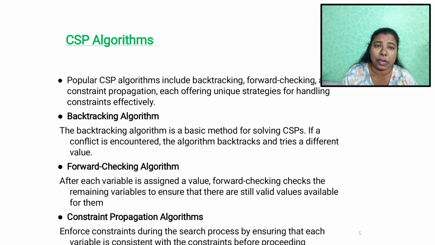Next, the forward checking algorithm. What is the forward checking algorithm? Simply, if a variable is assigned a value, forward checking checks the remaining variables to ensure that they are still valid or not. Suppose in the case of Sudoku, if I am going to put 1, 2, 3 in the horizontal manner, the addition, that is 3 plus 2 plus 1, is equal to 9.